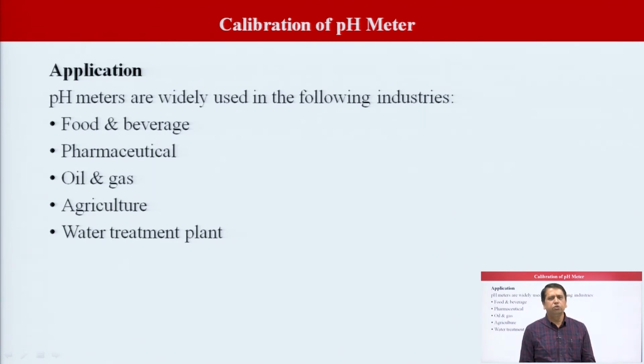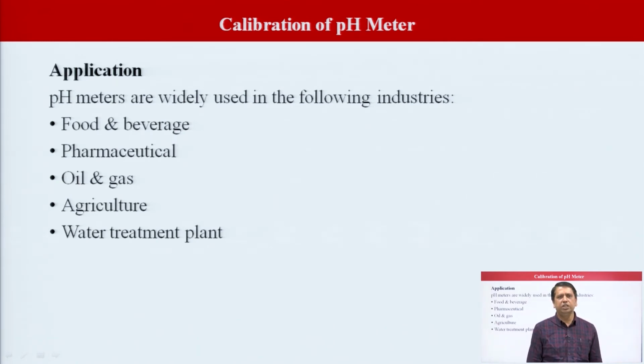It is also used for the food and beverage industry, because there are many food substances in which the pH is very important. For example, soft drinks, etc. These solutions should have a certain pH value, and if the fixed pH value is not there, that means there is some problem in the solution.